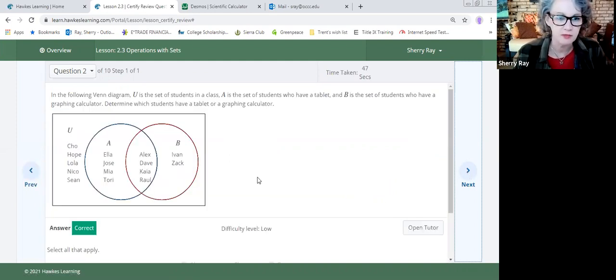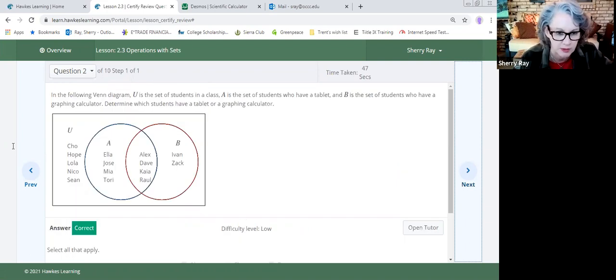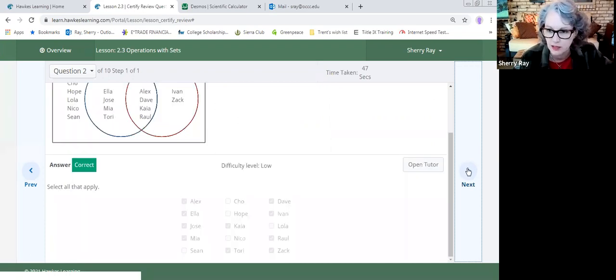Here's a Venn diagram, and it says, A is students who have a tablet, B is students who have a graphing calculator. Determine which students have a tablet or a graphing calculator. And so you just click on, I don't know if you can see this too well, it's kind of light. I just clicked on everyone except for these people out here that show Hope, Lola, Nico, and Sean. So you just click on all the people. There's also a tutor thing that might be helpful, and you have that option when you go doing the practice part.